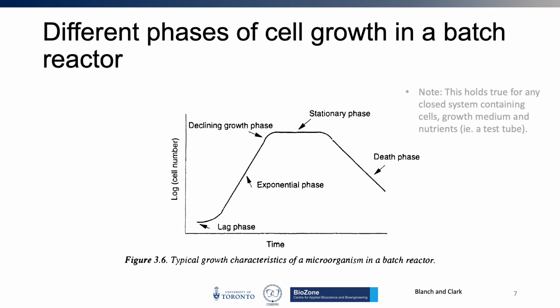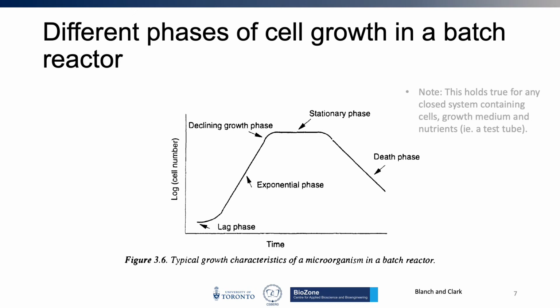And then it depends. If your product is something that's produced only while cells are growing, then you want to end your fermentation right before stationary phase is reached. If your product is something that doesn't require cell growth to be produced, you can go a little bit into stationary phase to make sure you get the maximum amount of biomass in your reactor before you produce your product.